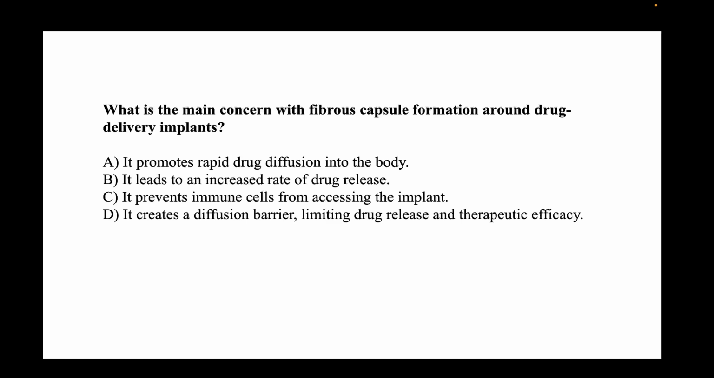So the fibrous capsules are formed as a part of the foreign body reaction and consist of densely packed collagen and fibroblasts, which reduce the effective release rate and bioavailability of the drug. This capsule can negatively impact the sustained and controlled delivery of therapeutics, potentially leading to reduced efficacy of the implant. Therefore, it prevents drug diffusion and release, not promotes rapid diffusion or increased release rate, nor does it primarily prevent the immune cells from accessing the implant.